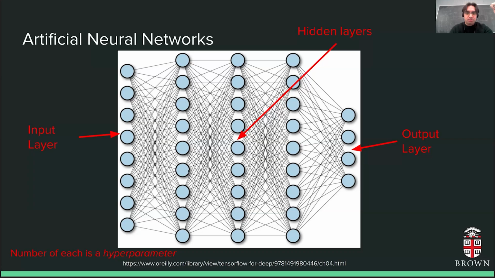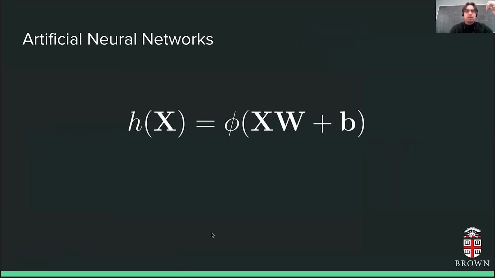And you have some number of these things. So the number of each of these hidden layers and the number of these nodes constitute the structure of your neural network. And each of these is called a hyperparameter. We'll contrast that with parameters such as weights and biases, which are the learnable parameters. Hyperparameters are tunable but not learnable.